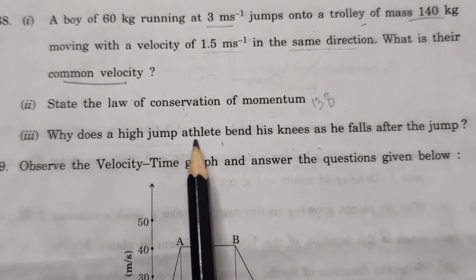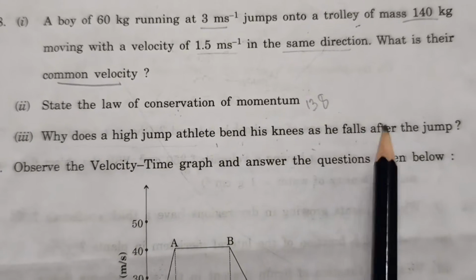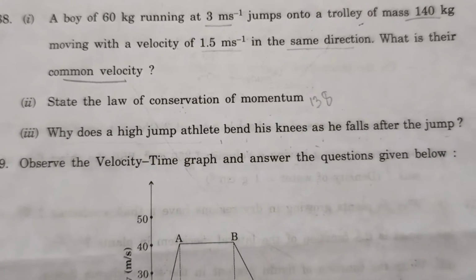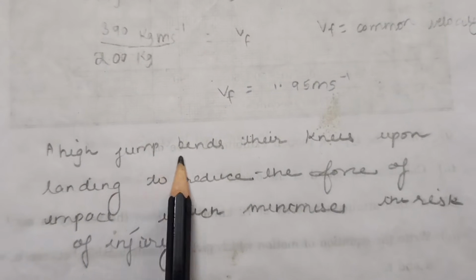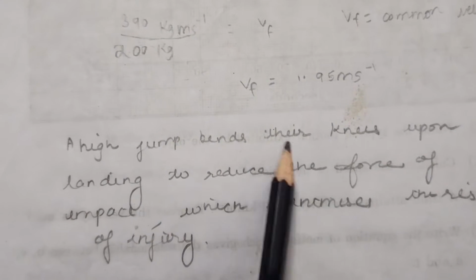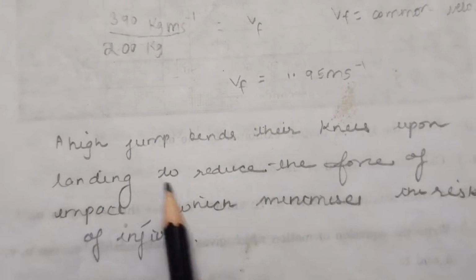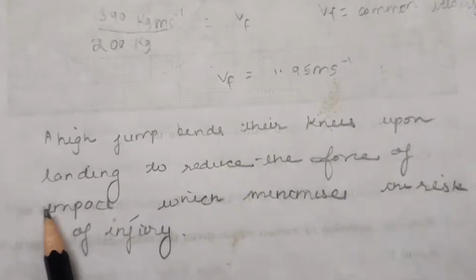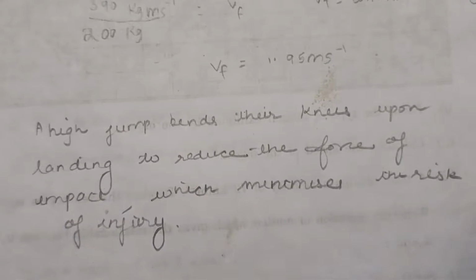Question number 3. Why does a high jump athlete bend his knees as he falls after the jump? Answer: A high jump athlete bends their knees upon landing to reduce the force of impact, which minimizes the risk of injury.